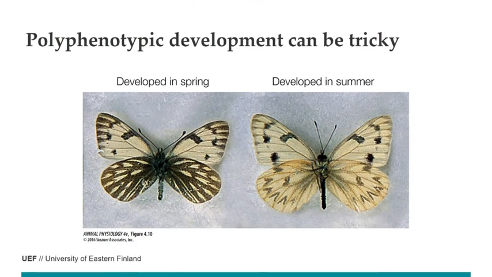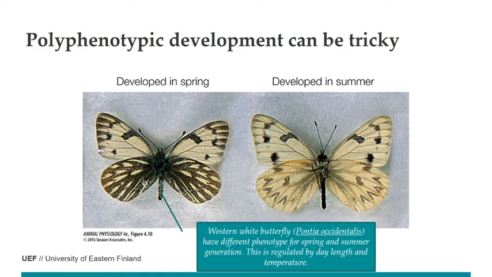And also, we can have quite tricky phenotypes. These butterflies look completely different, but still they are the same species. It's the western white butterfly that has two different phenotypes. There is one for the spring generation and one for the summer generation. And the regulation is done by day length and temperature.